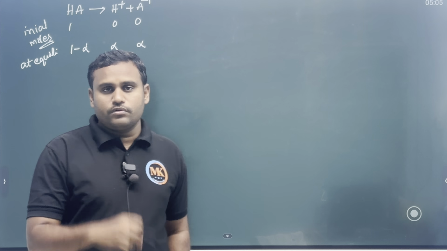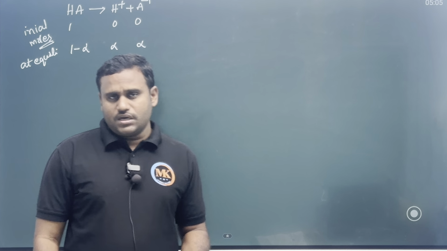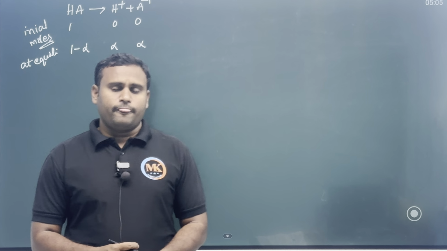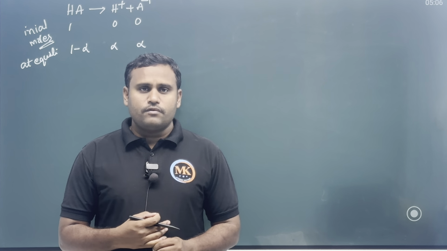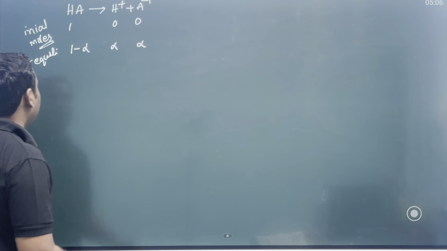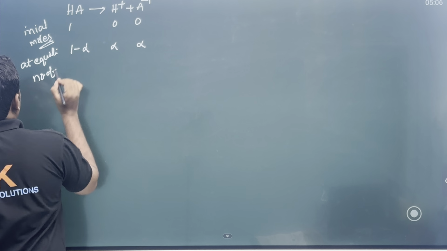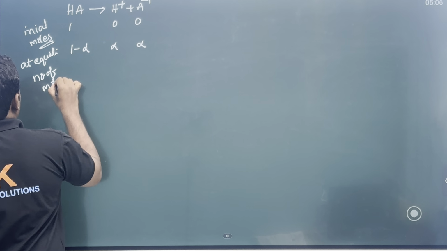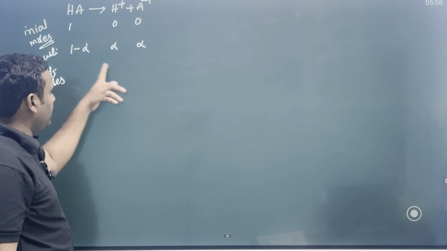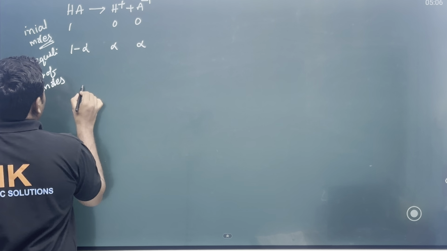So now, how can we convert number of moles into concentration? Which concentration are we going to take? Molarity. So molarity is equal to number of moles by volume in liter. Now we have the number of moles at equilibrium: 1 minus alpha and alpha.